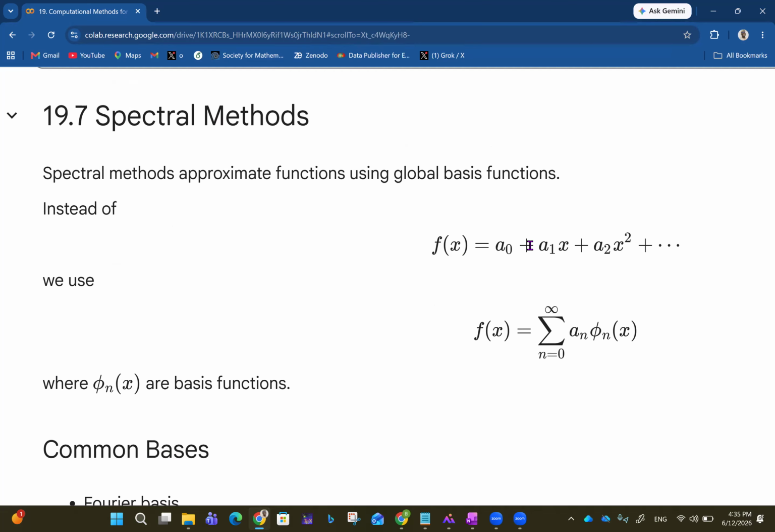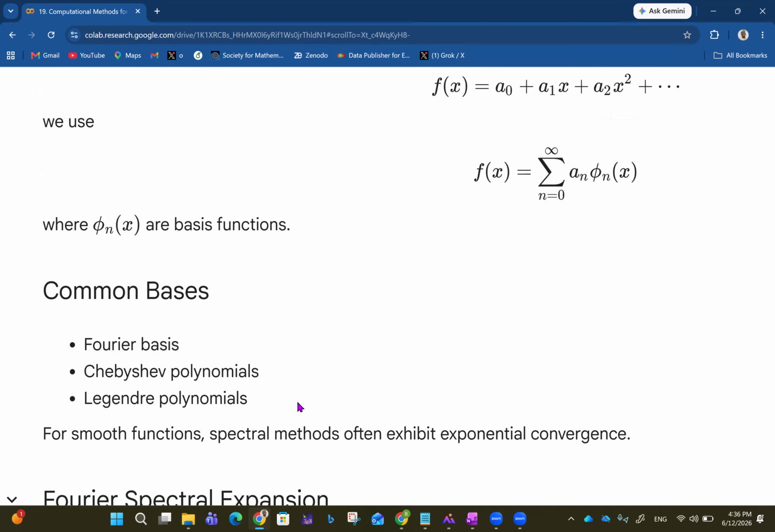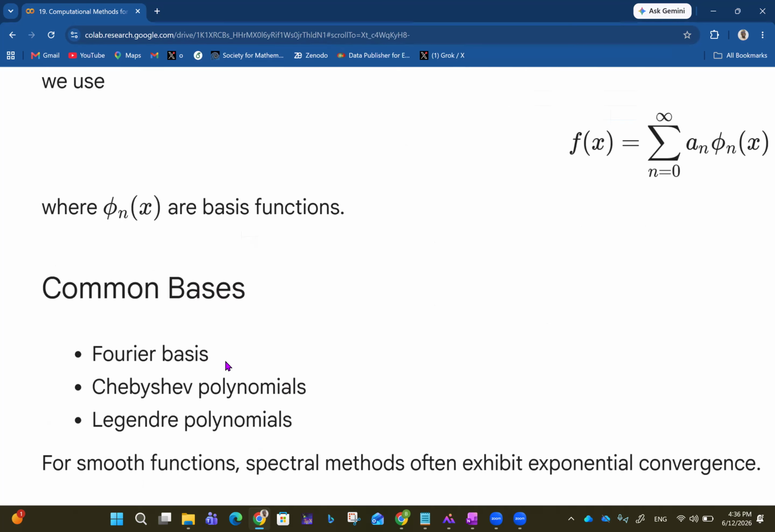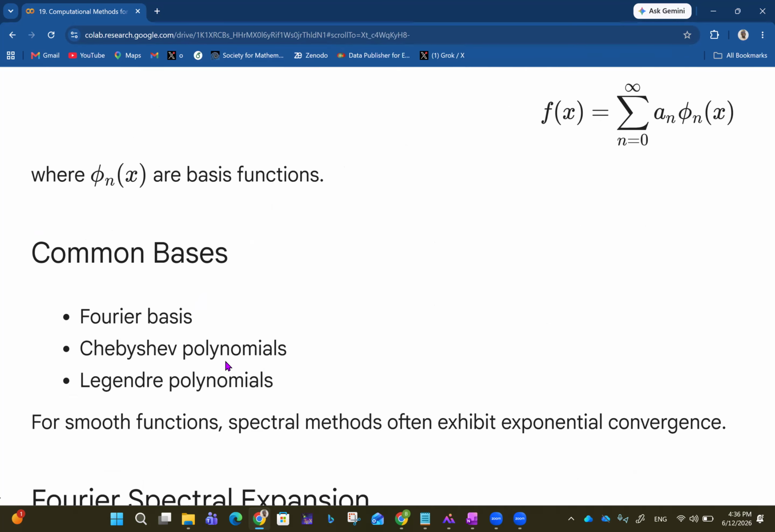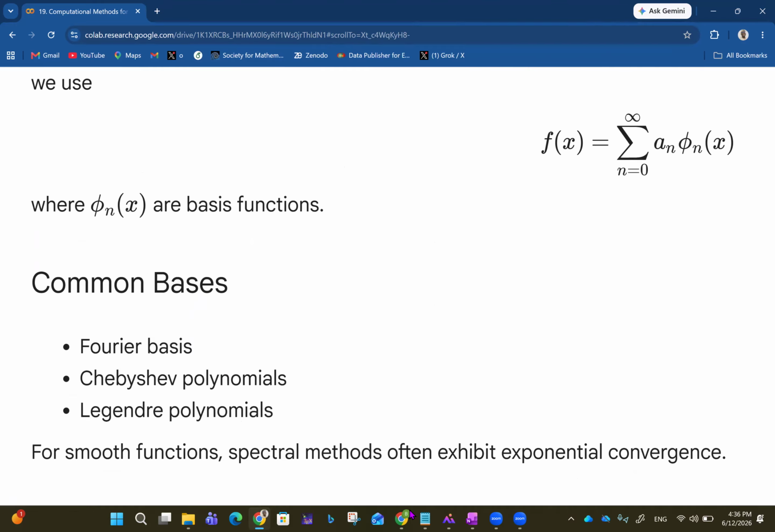Instead of f of x equals a naught plus a1x plus a2x squared and so on, we use f of x to be the summation from n equals 0 to infinity of a sub n phi sub n of x, where phi sub n of x are basis functions. Then we have some common bases like the Fourier basis, Chebyshev polynomials, and Legendre polynomials for smooth functions. Spectral methods often exhibit exponential convergence.